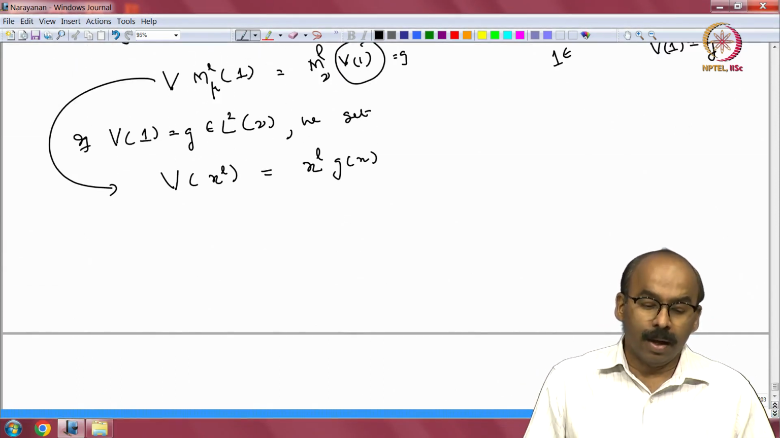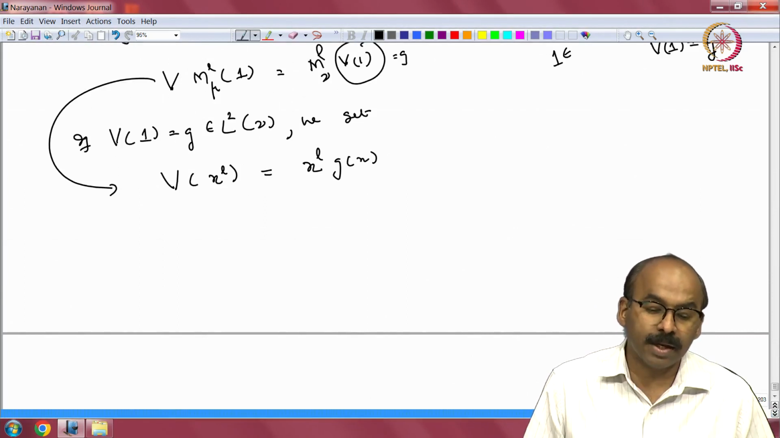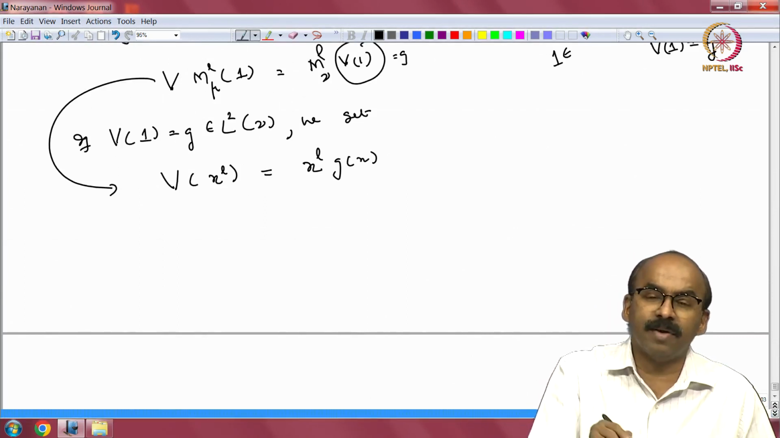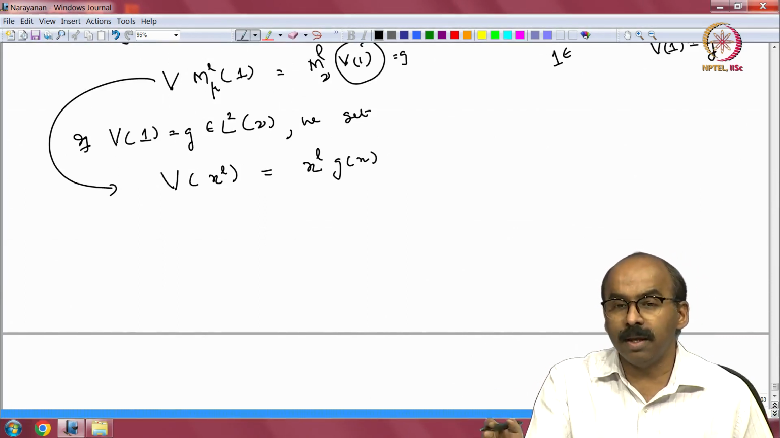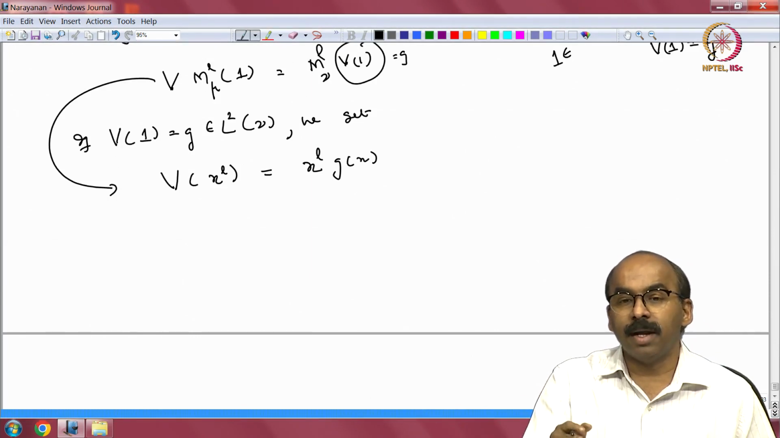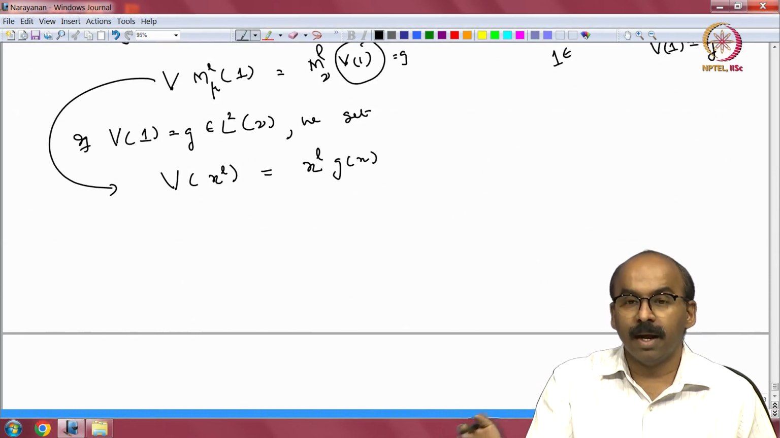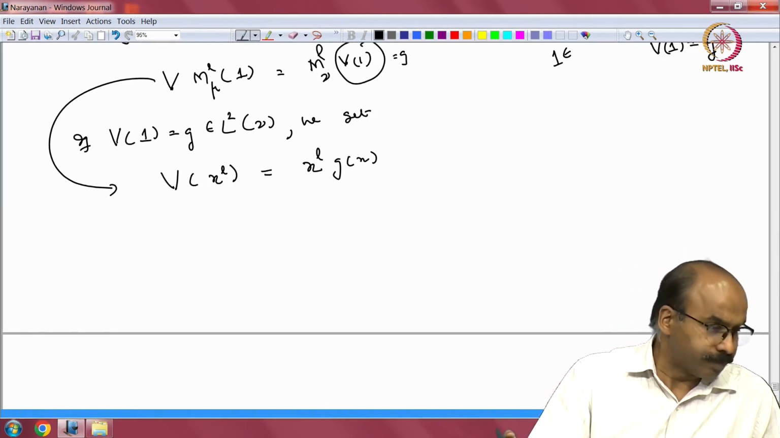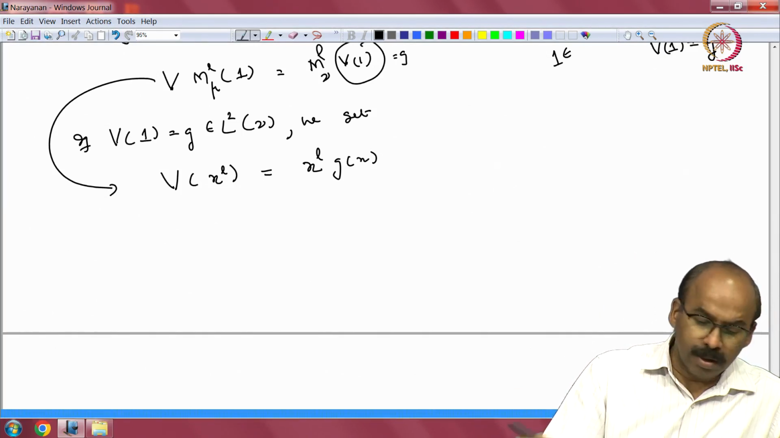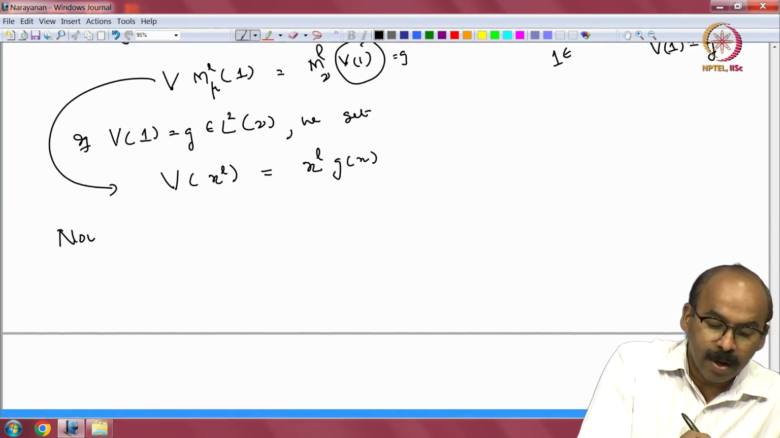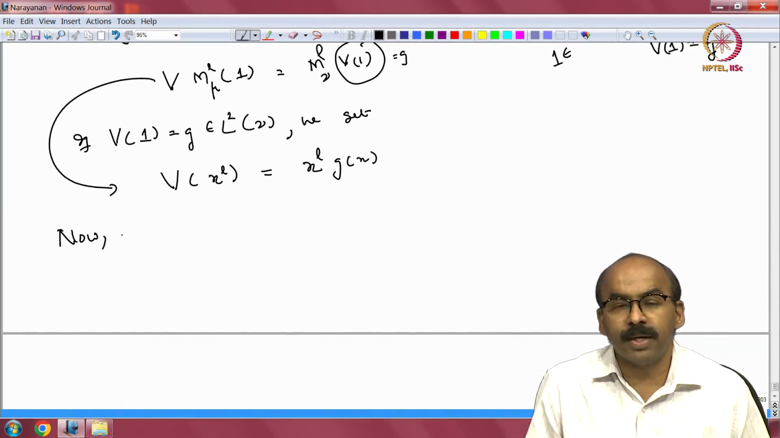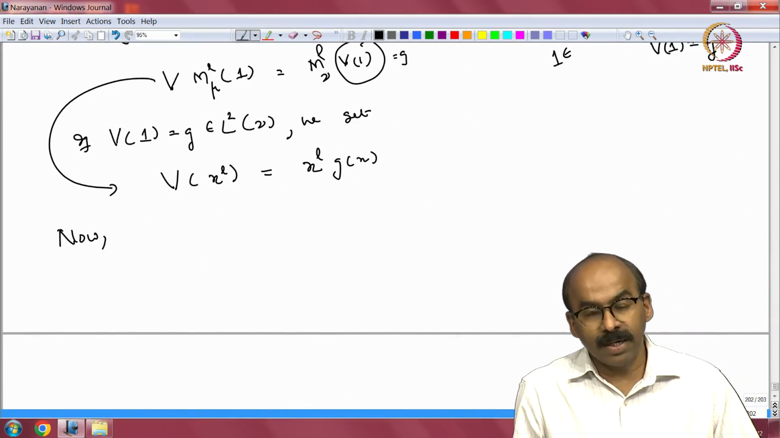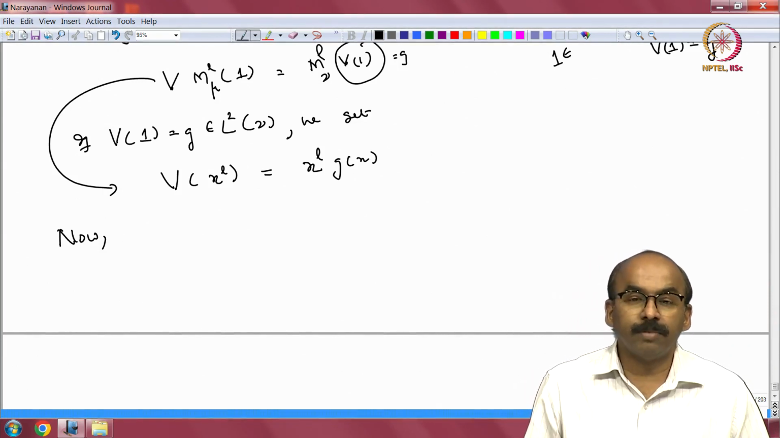So, that is how V acting on x to the L looks like, right. That is trivial, right, because 1 goes to g. So, x is x times 1, that goes to x times g, and x square has to go to x square times g and so on, right. Okay. So, now we have to use the fact that V is unitary. So, our aim is to prove that the measures are mutually absolutely continuous.